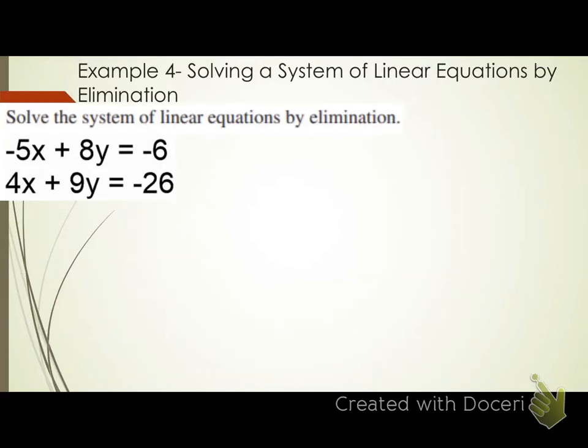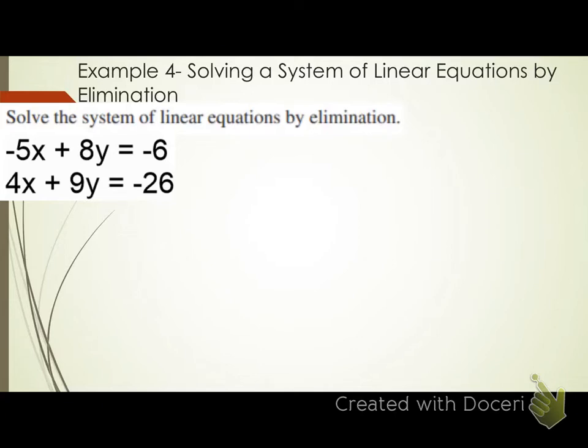Example 4. We're just killing these examples, aren't we? Yeah, I can go ahead and write it. Negative 5x plus 8y equals negative 6. 4x plus 9y equals negative 26. Does everything line up where it needs to be? Yes, everything is lined up where it needs to be. Do I have same number opposite signs right off the bat? No, I don't. So let's look at our x coefficients, negative 5 and 4.